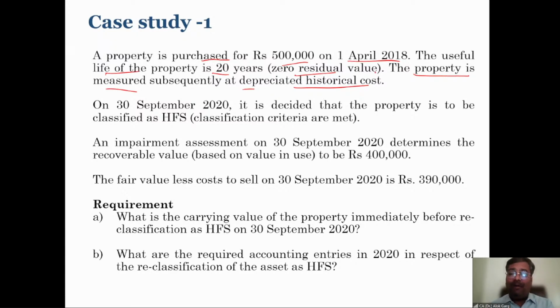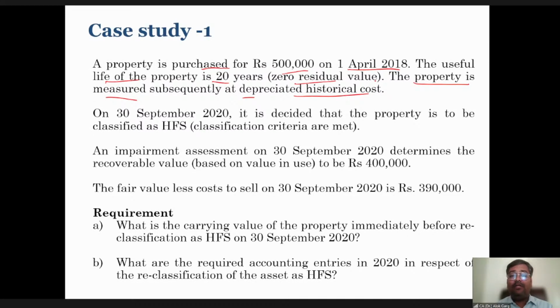So if 5 lakh rupee is the cost, what is the per annum depreciation? 5 lakh divided by 20, 25,000 is the per annum depreciation, right? Am I right? Friends, what is the per annum depreciation? Yes, it is 25,000. Very good.